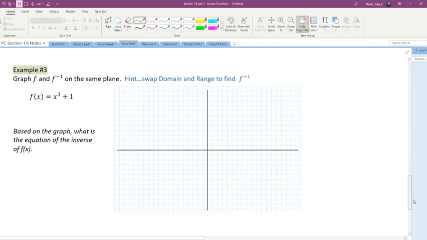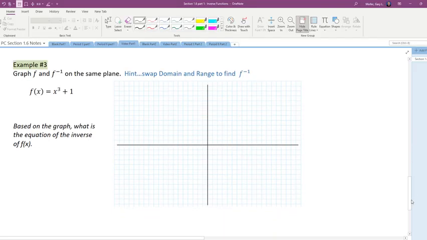All right, example 3. Graph f and its inverse on the same plane. Hint, swap the domain and range to find the inverse. All right, so what's implied here, even if it's not stated directly, is let's graph the function, because we should be able to graph that pretty easy. It has been shifted up 1, and then our pattern up 1 over 1. 1, 2, 3, 4, 5, 6, 7 more for a total of 8. Down 1, 1, 2, 3, 4, 5, 6, 7 for a total of 8. All right, so there is my graph.